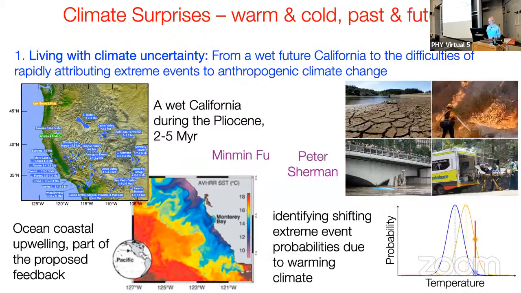And then the second half had to do with attributing extreme events. So these are the extreme events, and you have a PDF for extreme events, say for heat waves, and the PDF shifts so that something that was very unlikely to happen on the tail here becomes much more likely. And can you use this statistically to attribute specific events to global warming and so on? And we talked about that. So this is the work of Min Fu, and this is Peter Sherman.